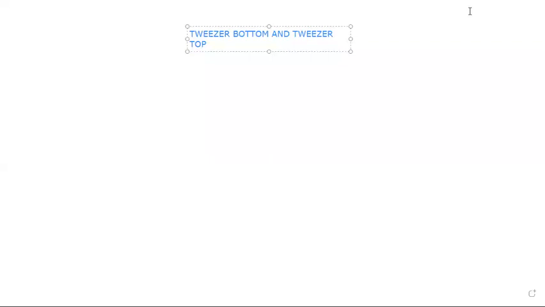Write this down. The tweezer pattern, or you can say the tweezer candle pattern, is a candle formation that consists of two different candles. Full stop.